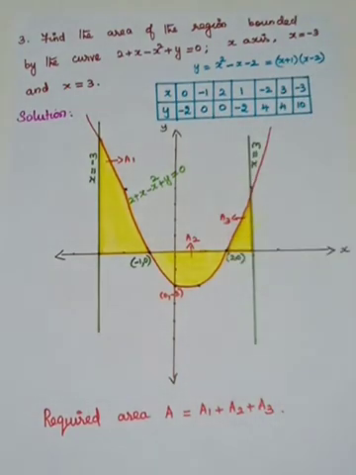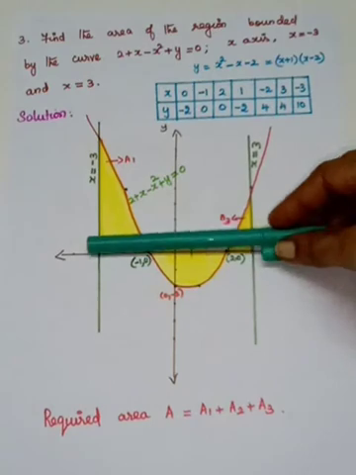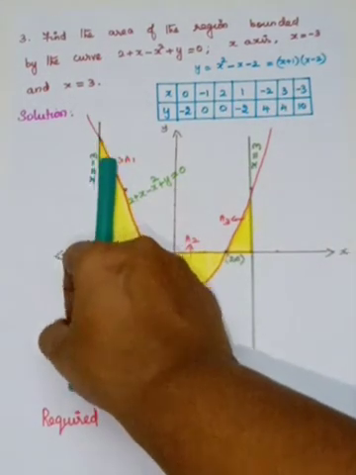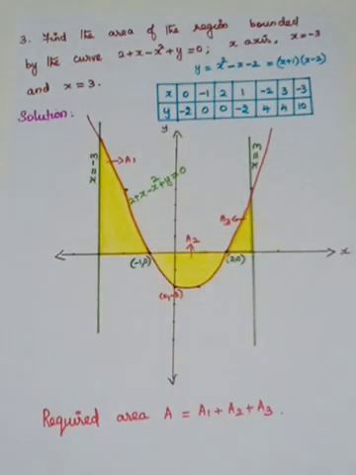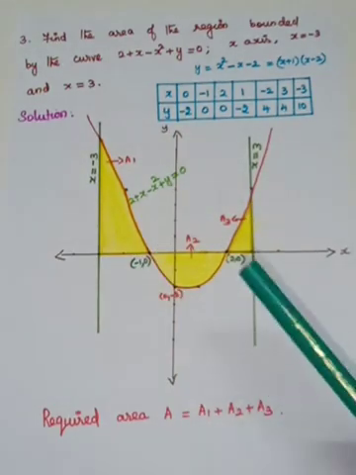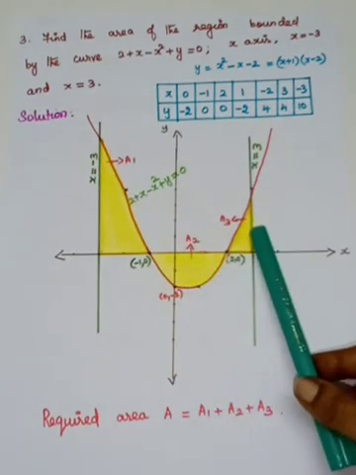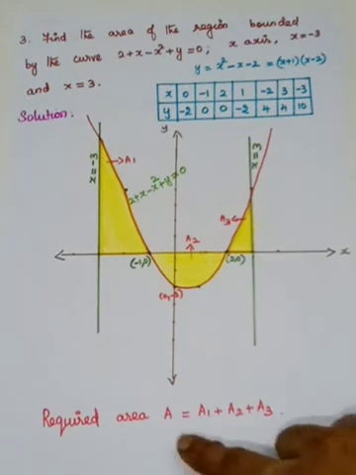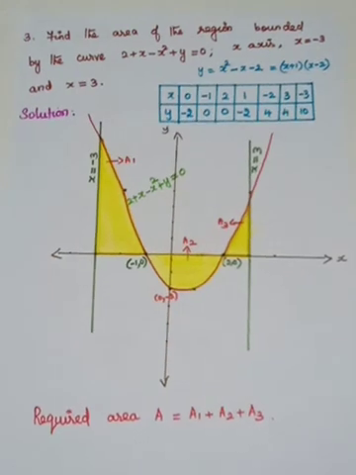So the area bounded by the curve. One side you will have the curve and next one the x-axis and the lines from minus 3 to plus 3. You will get 3 types of area. Okay, so you have to call this as A1 and this is A2 and this is A3. So we have to add all the areas. So the required area is A is equal to A1 plus A2 plus A3.